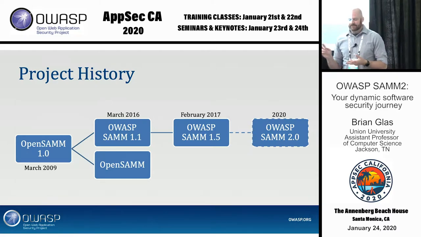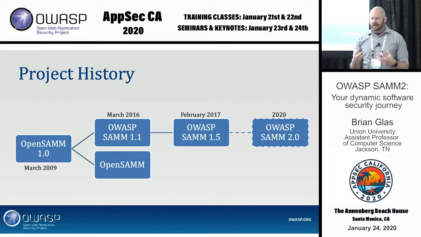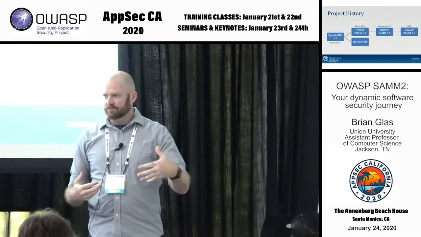OWASP SAMM went to 1.1, and then in 1.5, we didn't really change the model, but we changed the scoring system to be a lot more granular. The original model had a concept that everybody would follow a relatively linear path and you would build on each maturity level. And you wouldn't get credit unless you completely fulfilled everything at each maturity level.